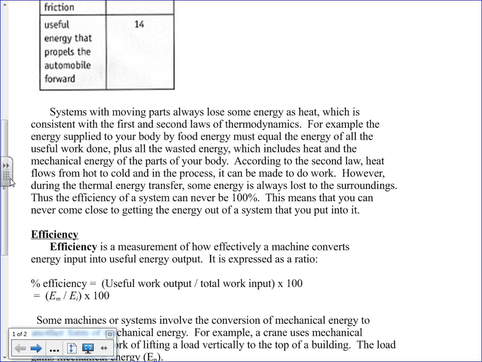So the energy supplied to your body by food energy has to equal all of the useful work done plus all of the wasted energy, which includes heat and mechanical energy for the parts of your body. And like we said, heat always flows from hot to cold during that process. So the efficiency of a system can never be 100%. You're always losing some energy to the surroundings.